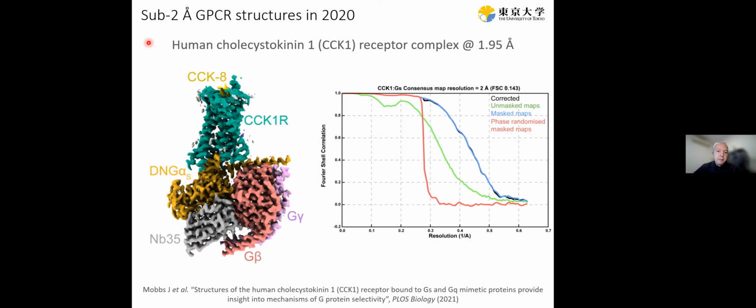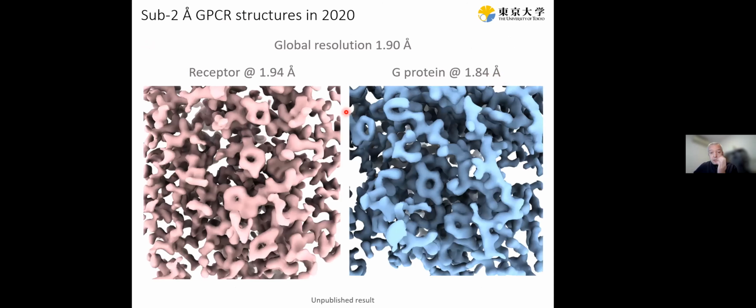So on one of the first data sets we collected, we got sub 2 angstrom resolution. You see here the CCK1 receptor we published earlier this year at 1.95. And we have one more structure which is not yet published, but you can see the features here, both in the receptor and in the G protein. We see the holes in the aromatic residues, and also hints of the pyrrole, the pentameric ring in tryptophan, starting to show up. So indeed, we are sub 2 angstrom.